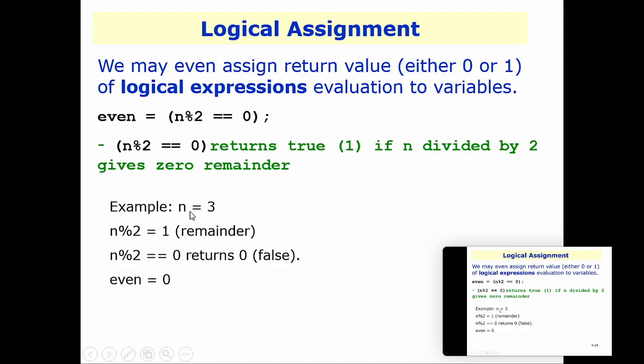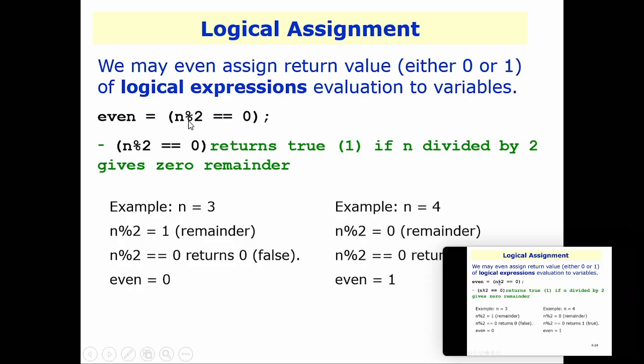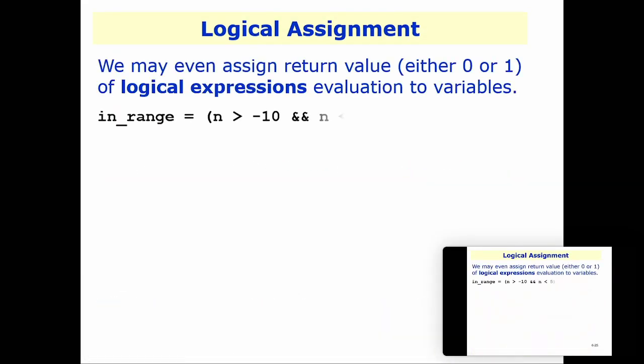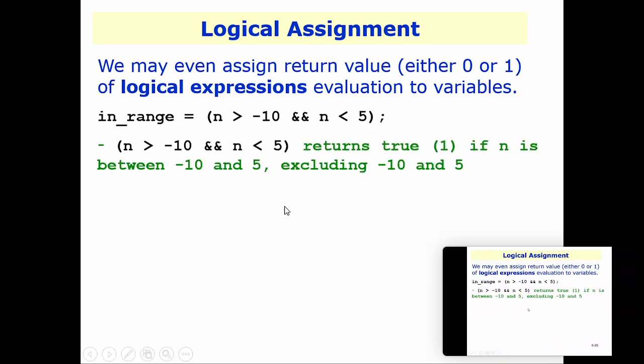So for example, n is 3, remainder is 1. 1 equals to 0 is not true, so it will return 0. So even has 0 value. If n is 4, n%2 is 0. 0 equals to 0 is true, 1. So even will have 1. So this is one useful case using this logical expression.